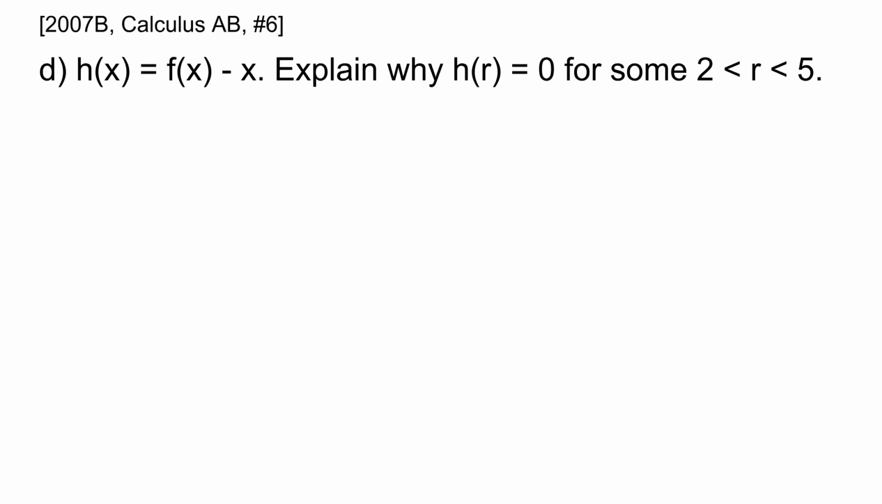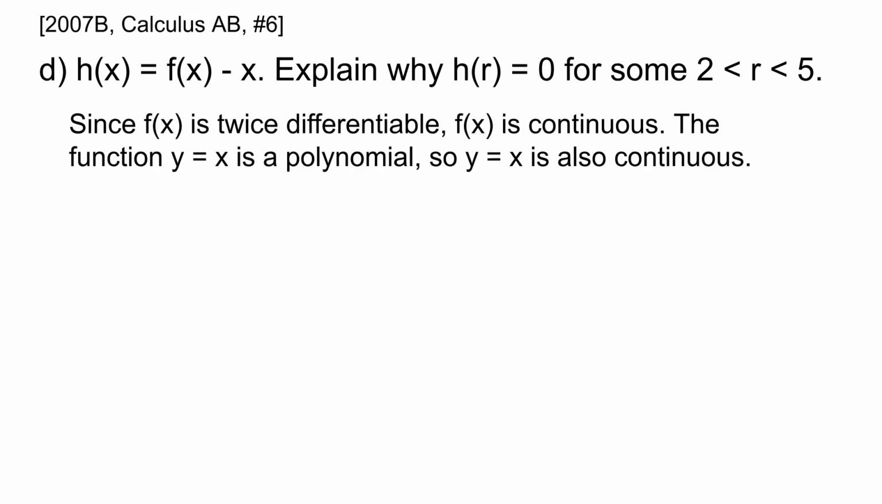In part D of this question, we define h of x to be the function f of x minus x. And then we are asked to explain why h of r must equal 0 for some value of r between 2 and 5. In the question stem, we're given that f is twice differentiable, which implies that f is continuous. The function y equals x is a polynomial, so y equals x is also continuous.